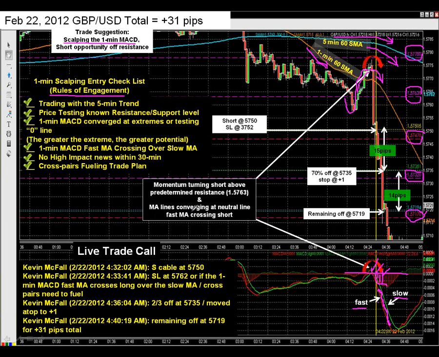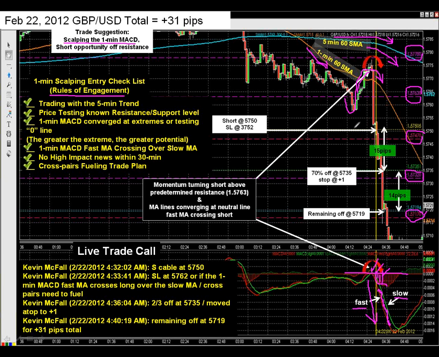And then we have the MACD lines that we said converging at the neutral line, fast-moving average crossing short. So there's a quick reference there, and all our confluence of indicators are lining up. So we got into this trade, admittedly a little late, but I was waiting for confirmation. We were all waiting for confirmation on the MACD lines to actually show us that we're going to get more sellers.